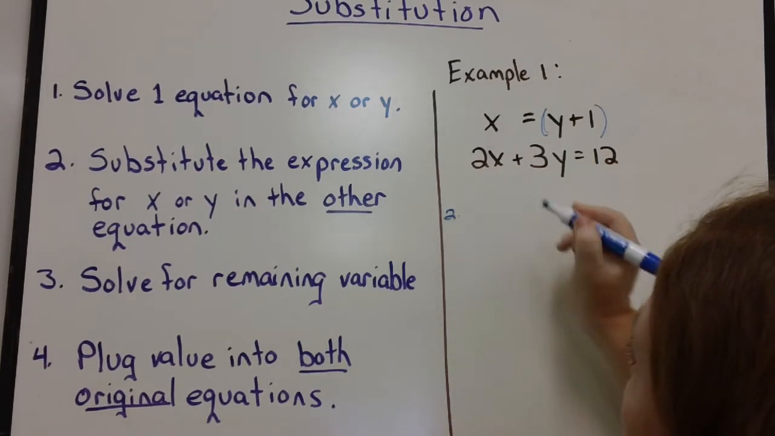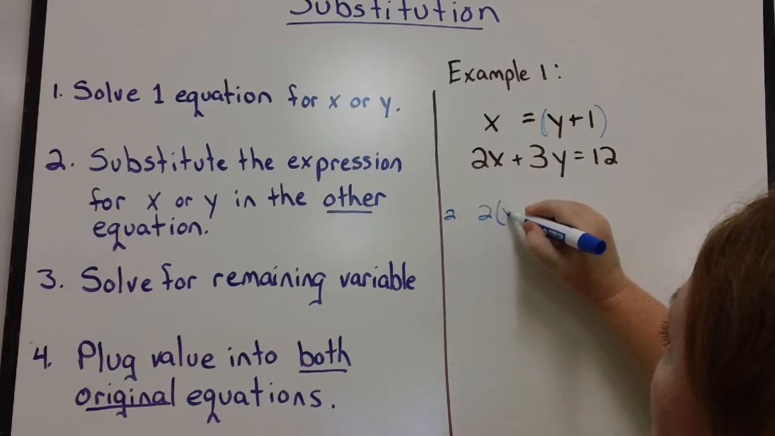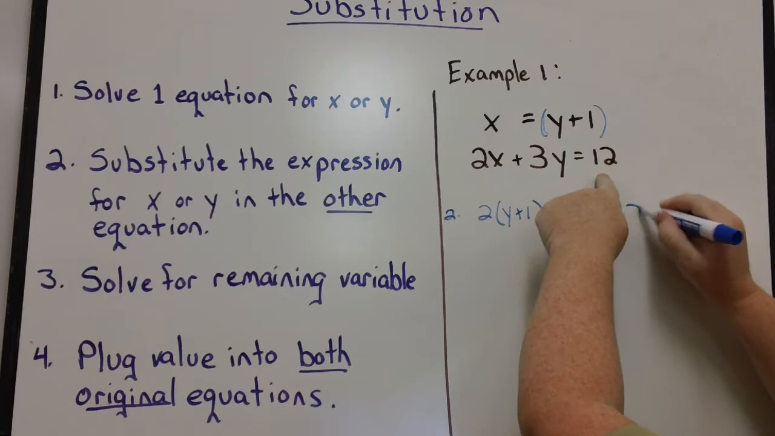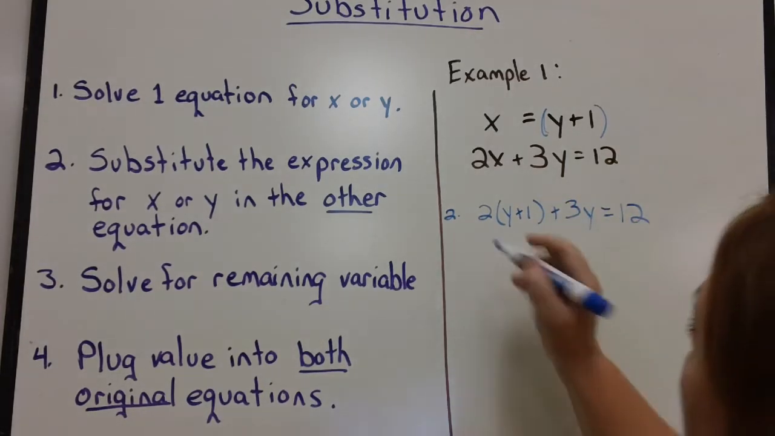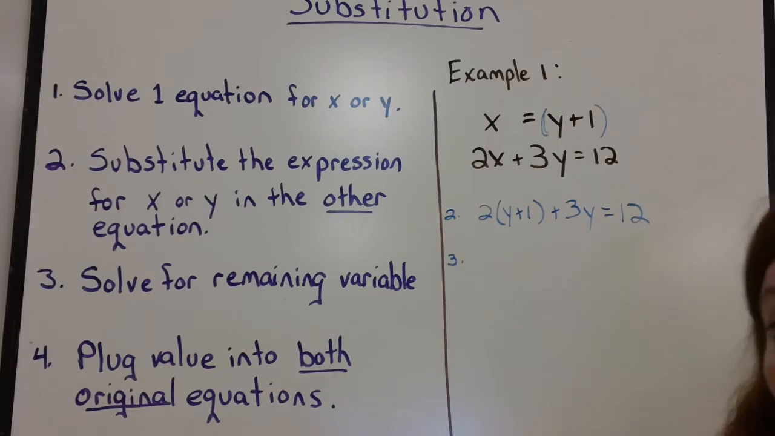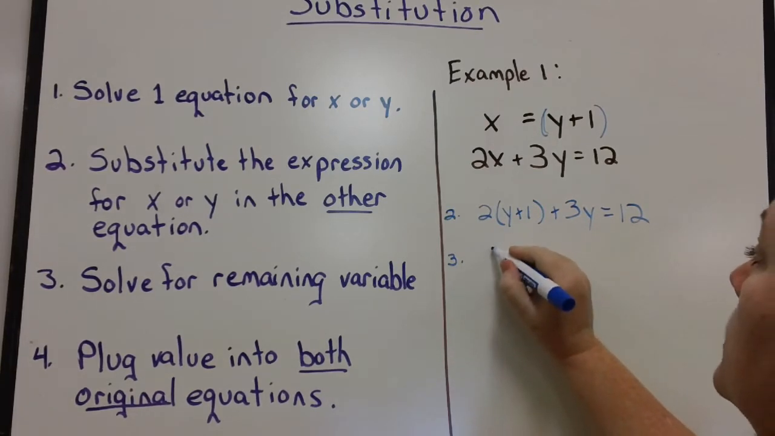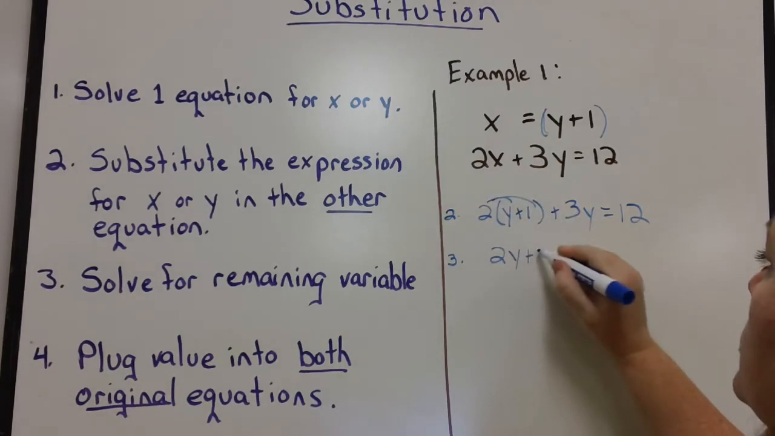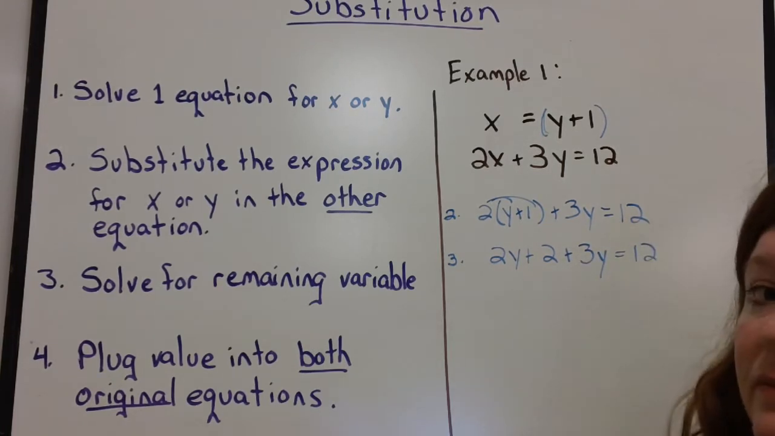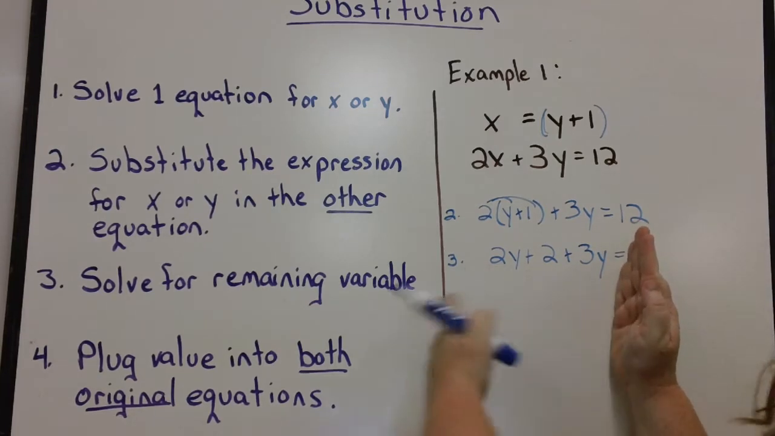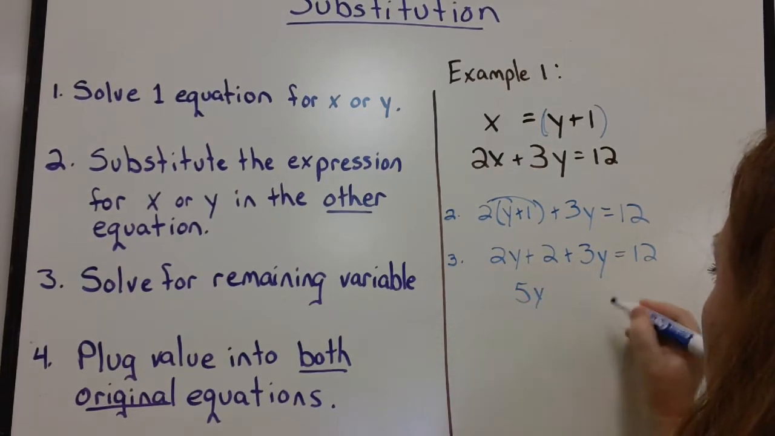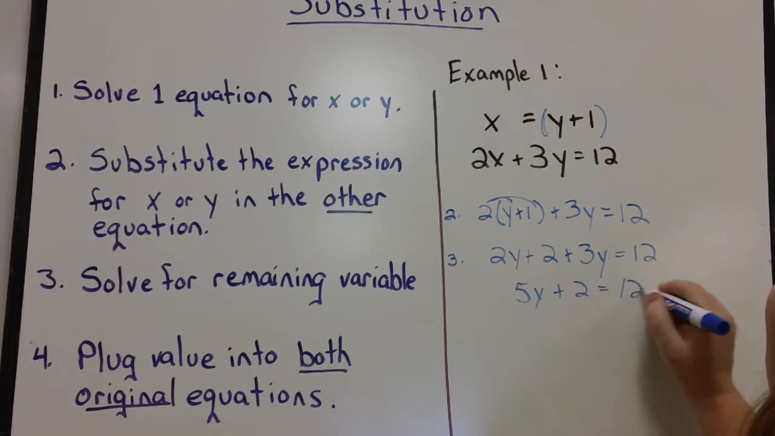So here is step 2. 2 times x, which is y plus 1, plus 3y is equal to 12. Step number 3 is to solve for the remaining variable. The only variable I still have remaining is y, so I'm going to solve for y. Distribute: 2 times y plus 2 times 1, plus 3y equals 12. I need to simplify the left side, so I'm going to add like terms. 2y plus 3y is 5y, plus 2 equals 12, and that's the 2 that came from right there.